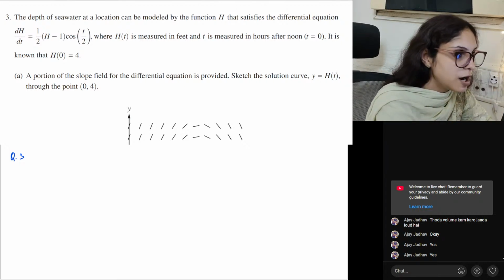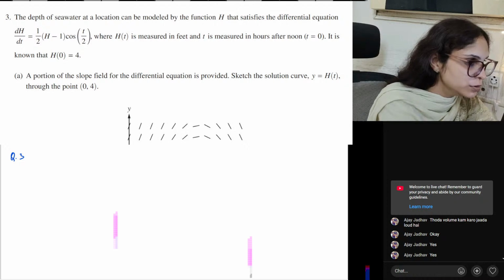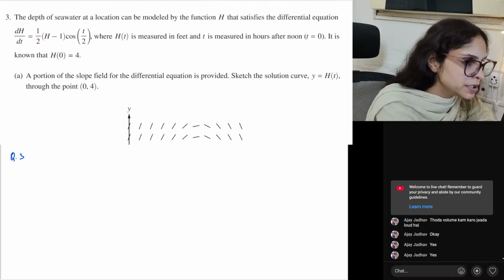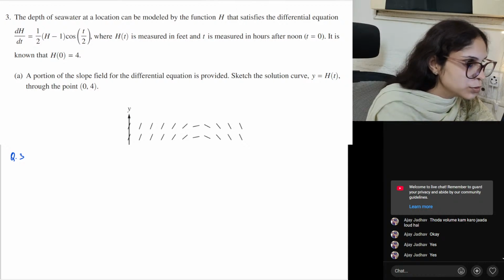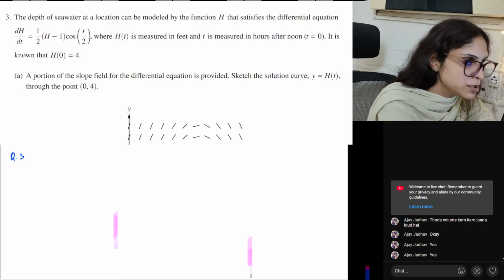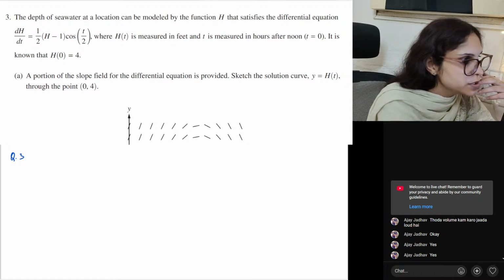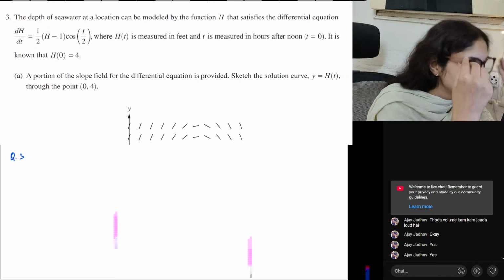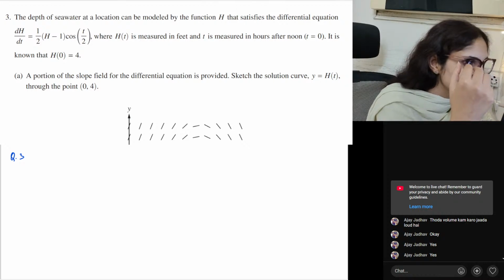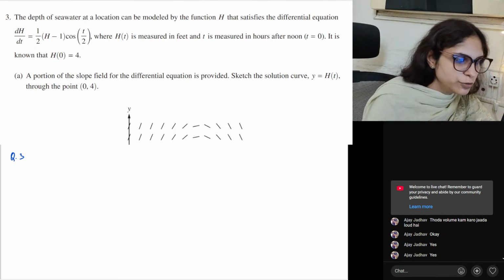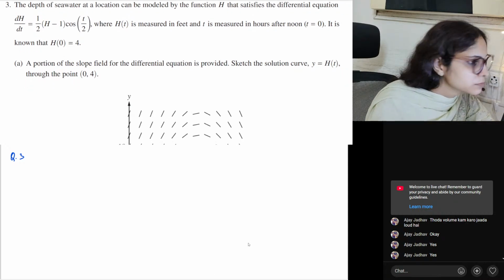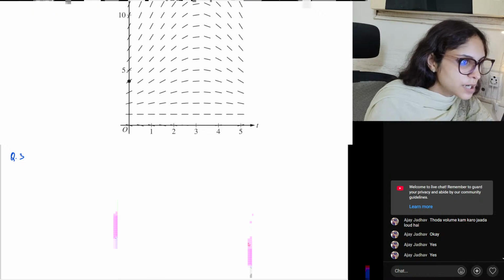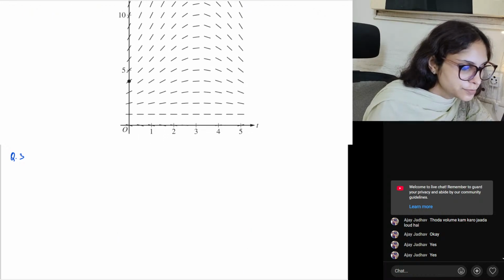So dh over dt is one-half times h minus 1 times cosine of t over 2, where h of t is measured in feet and t is measured in hours after noon, t equals 0. It is known that h of 0 is equal to 4. So at noon, we're considering time as 0. A portion of the slope field for the differential equation is provided. Sketch the solution curve y equals h of t through the point (0, 4). So the starting point (0, 4) is given to you.